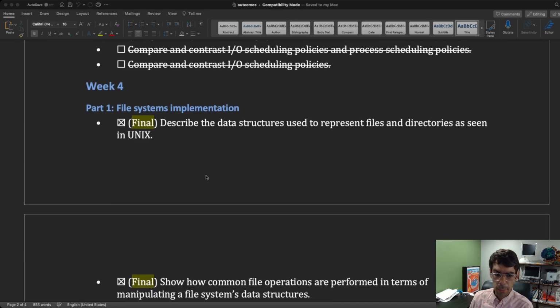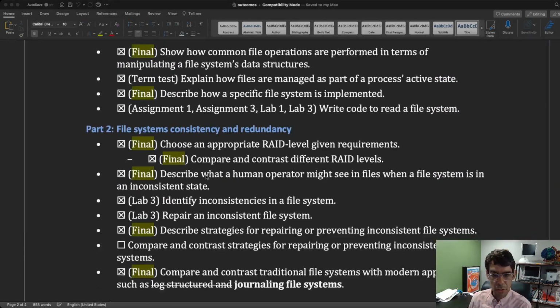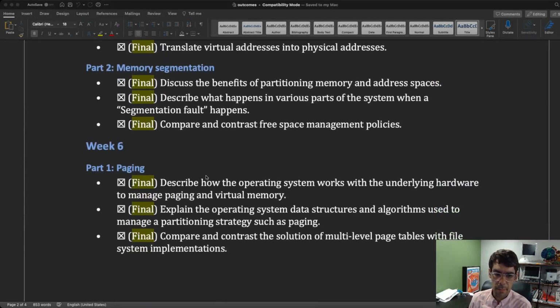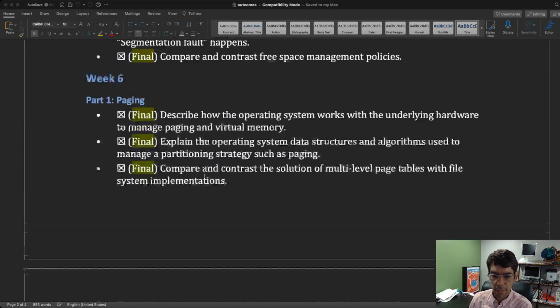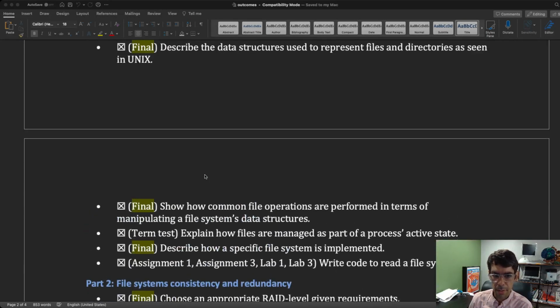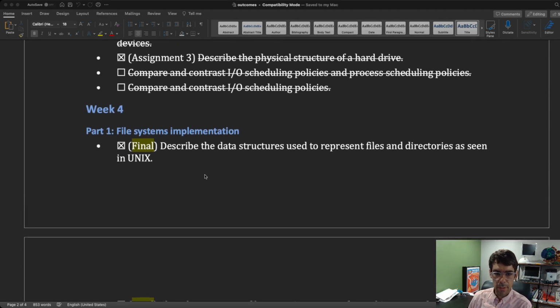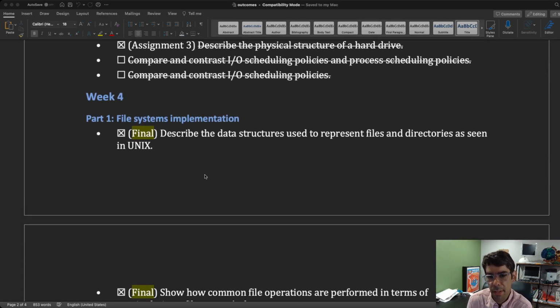Starting in week 4, though, these are pretty much all of the learning outcomes that you can expect to see on the final exam. So I'm going to start at the top here. Describe the data structures used to represent files and directories as seen in Unix. So you are not formally assessed on this in assignment 3, but again, you're kind of informally assessed on this in that you have to recreate a tree structure to represent folders and directories.